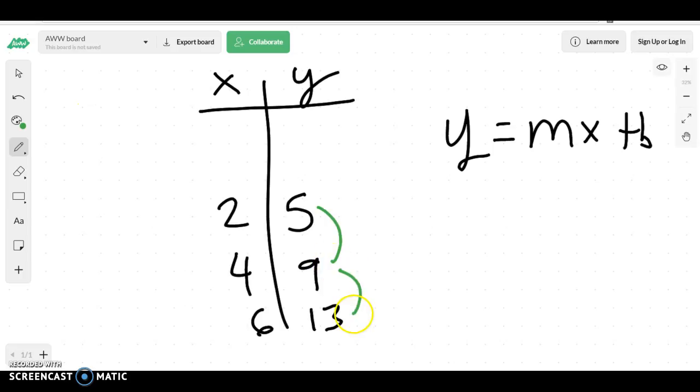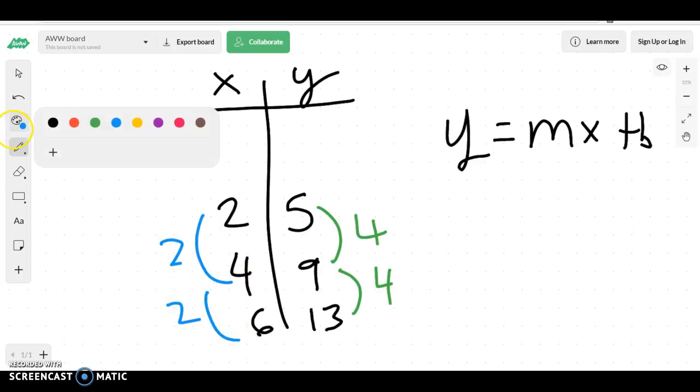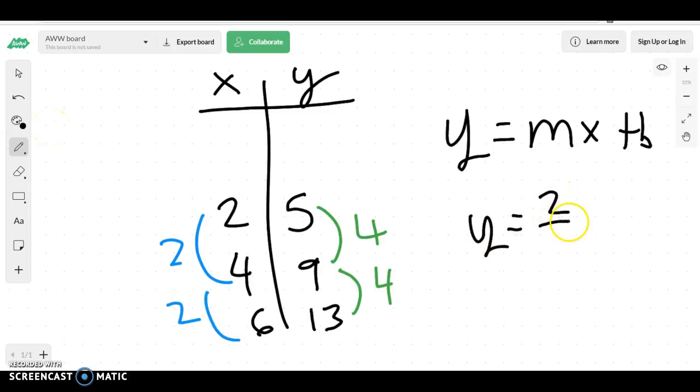So I look at my y pattern. My y pattern is going by 4s. I look at my x pattern, and my x pattern is going by 2s. So my slope for this would be y equals 4 over 2x plus b.